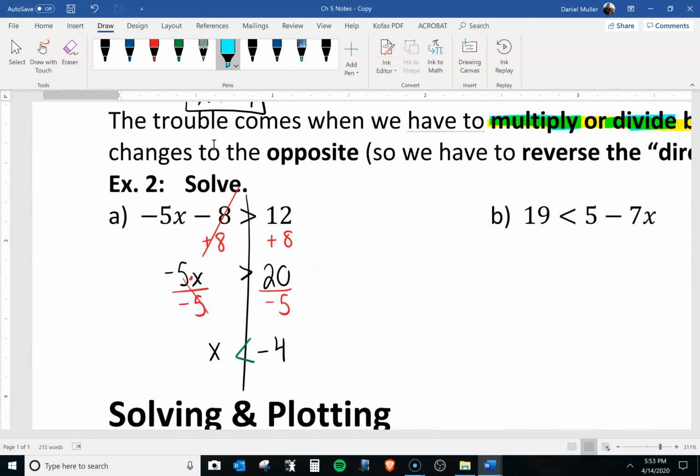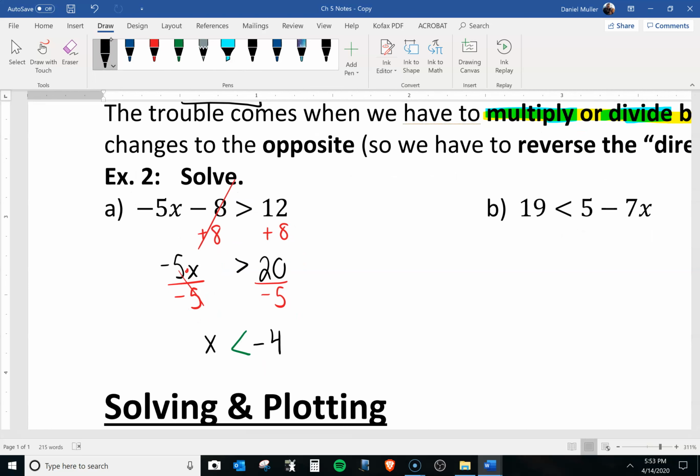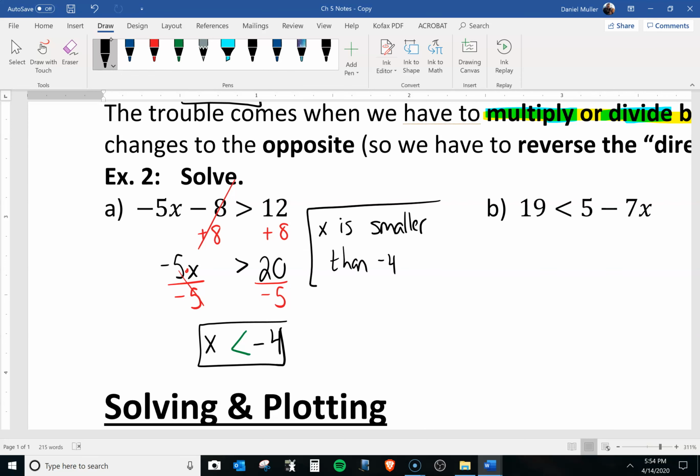Now, I've done that, so I'm going to write this, box my answer, and I'll write a little sentence. X is, now x here is on the smaller pointy end. So x is less than, or x is smaller. So x is smaller, not equal to. So x is smaller than negative 4.